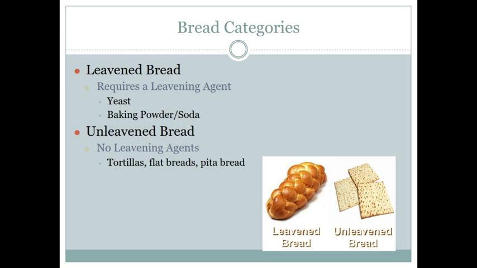Bread has two different categories. There's leavened bread and then unleavened bread. The difference is that leavened bread has a leavening agent, so things like yeast, baking powder, or baking soda, where unleavened bread does not have any of those leavening agents. We're going to be focusing on leavened bread.